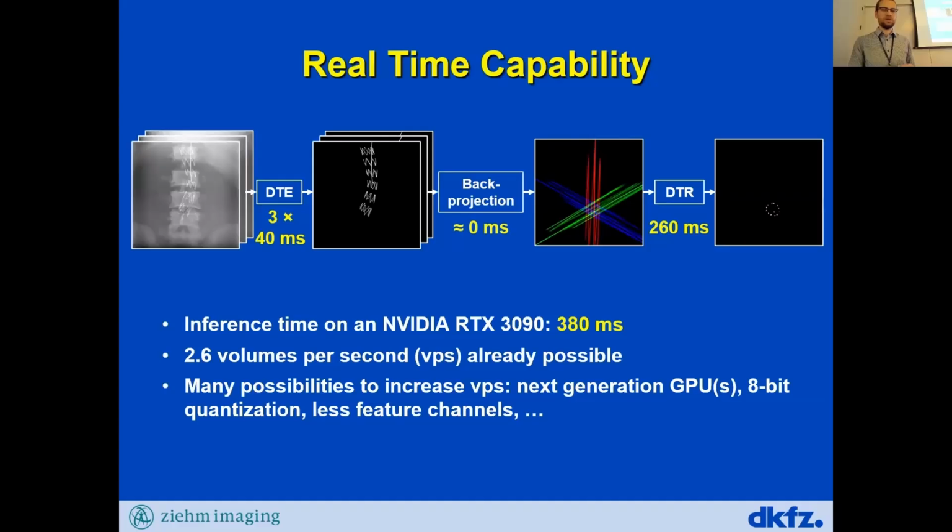Regarding the real-time capability of this pipeline, on an NVIDIA RTX 3090, one inference of the deep tool extraction takes 40 milliseconds, and because we have 3 projections, we have to apply it 3 times. The time for the deep tool reconstruction is 260 milliseconds, and the time for the back projection is negligible compared to those times, so in total we have 380 milliseconds of inference time, which already allows for 2.6 volumes per second, and there are of course many possibilities to reduce this inference time further.